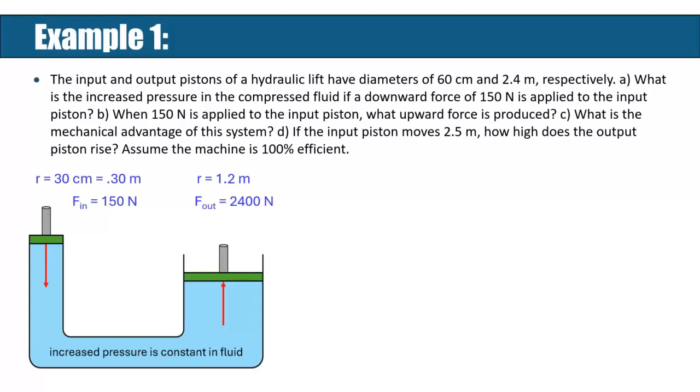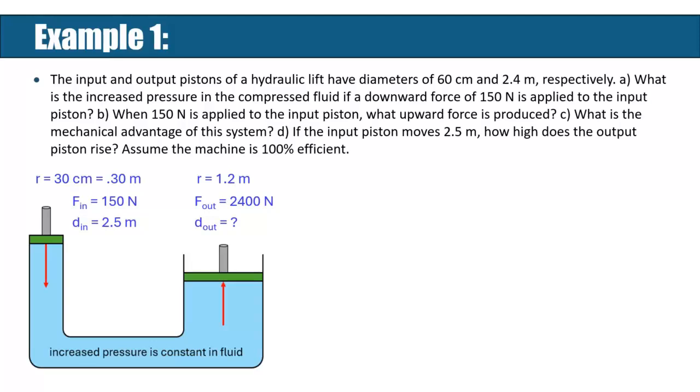Part D says, if the input piston moves 2.5 meters, how high does the output piston rise? Assume the machine is 100% efficient. There's really two ways that we can solve this problem, but I'm going to show you both because sometimes you don't have information for one and you are forced into the other and vice versa. One of the ways is to look at it in terms of efficiency.